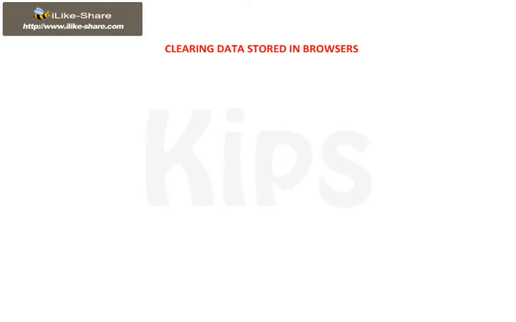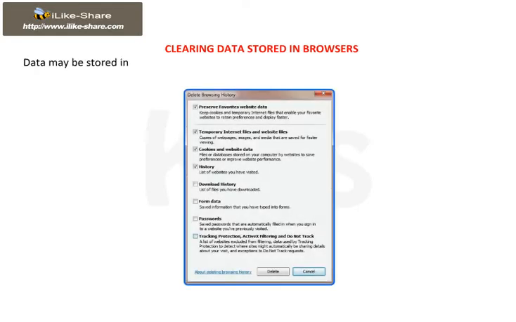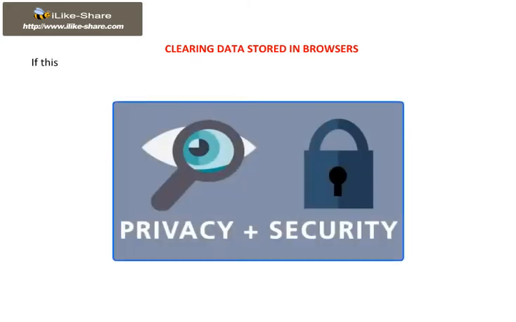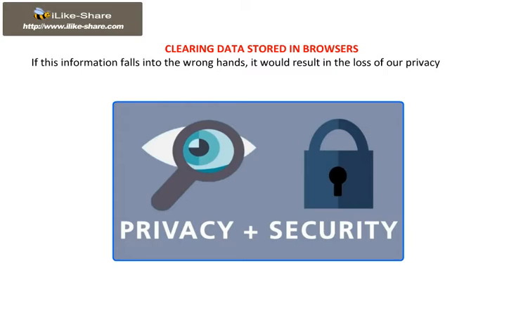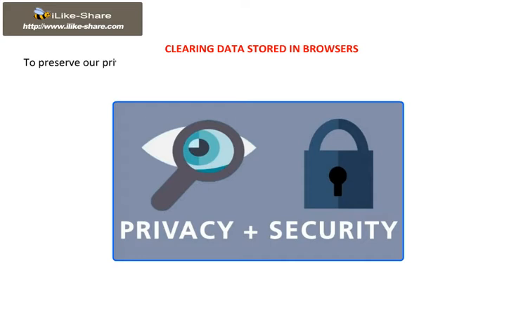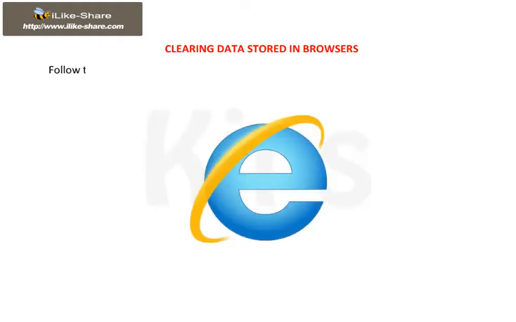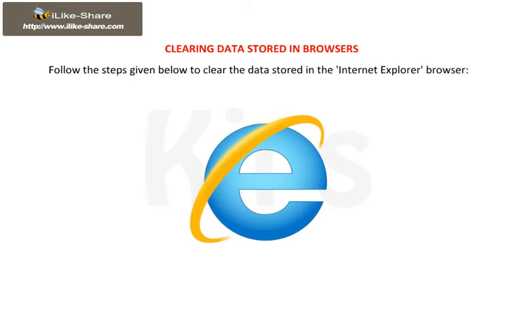Clearing data stored in browsers. Data may be stored in temporary internet files, cookies, usernames, passwords, browsing history, download history, favorites, and data from forms. If this information falls into the wrong hands, it would result in the loss of our privacy and may also result in an unsecured situation. To preserve our privacy and ensure that our browsing is always secure, we should regularly delete the data stored in our browsers. Follow the steps given below to clear the data stored in the Internet Explorer browser.